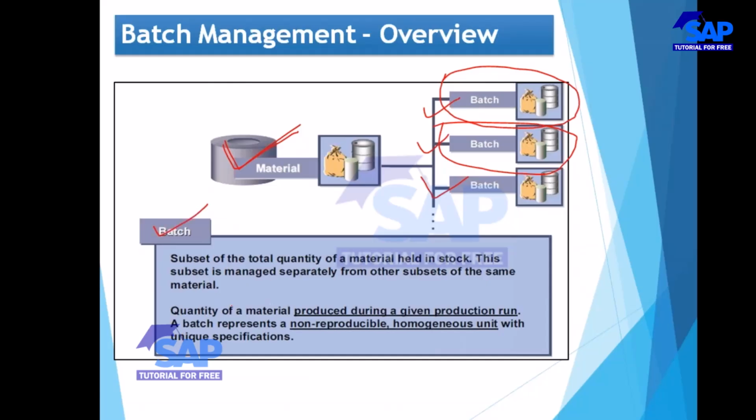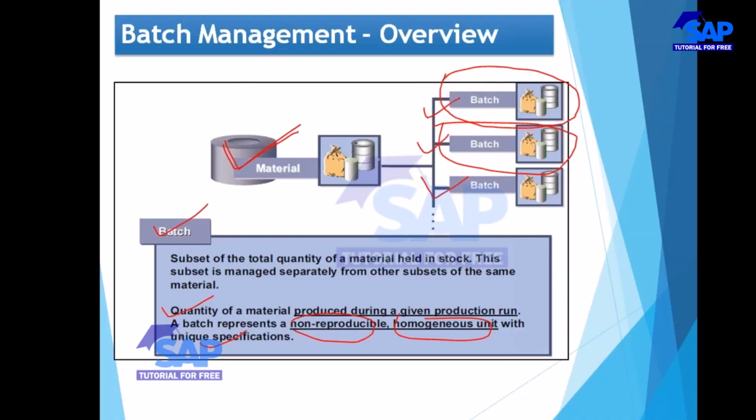So the quantity of material produced during a given production run is what is called a batch. The batch represents a non-reproducible and homogeneous unit with unique specifications. Even though the material is the same, every batch might have different properties. So to identify the stocks, you will be using batch management.